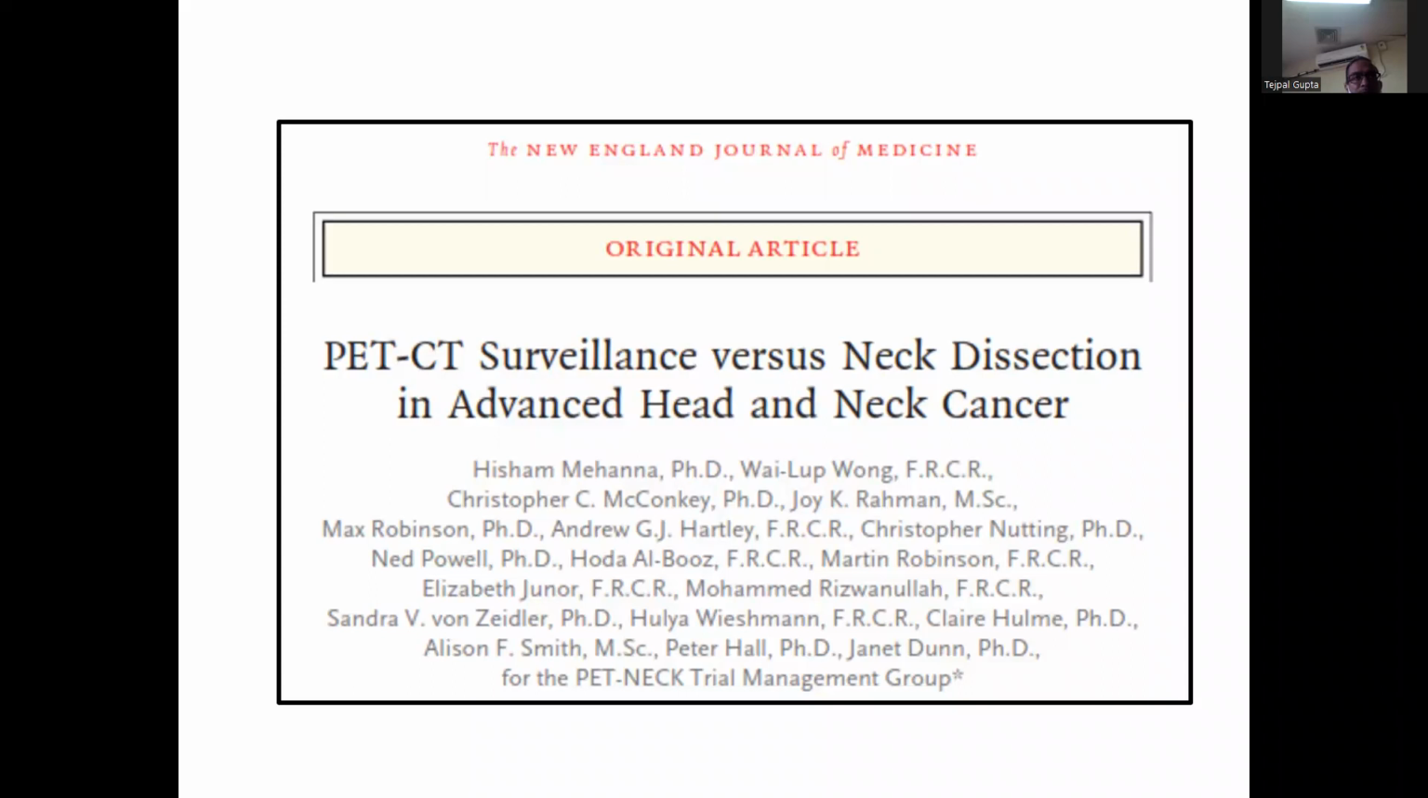It was quite a routine practice in several parts of the world for any patient with N2 plus disease at index diagnosis following definitive radiochemotherapy. Many patients would undergo a planned neck dissection, even if there was a complete clinical radiological response to definitive chemoradiotherapy. And that practice was quite firmly entrenched in several parts of Europe and UK. This study was an important and landmark study in that sense that it challenged that practice, and now planned neck dissection is no longer the standard of care anywhere in the world.